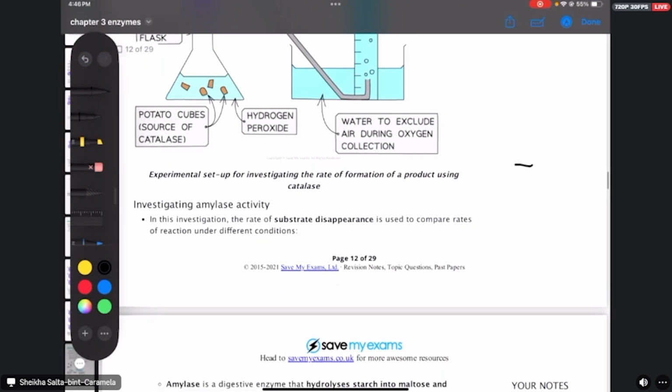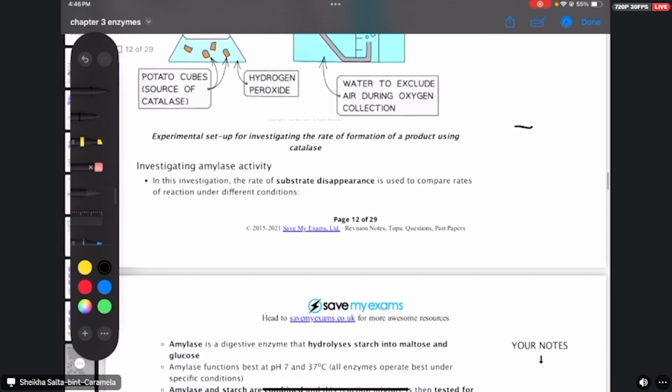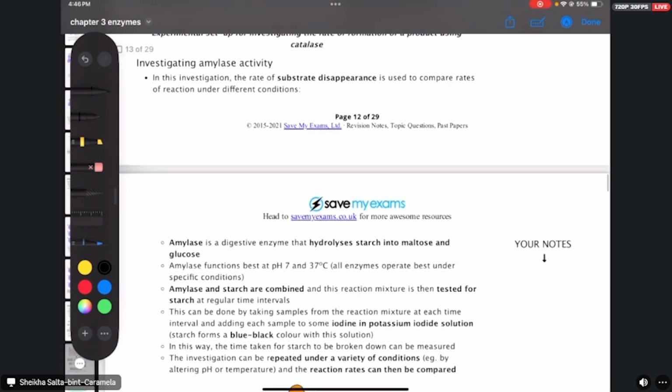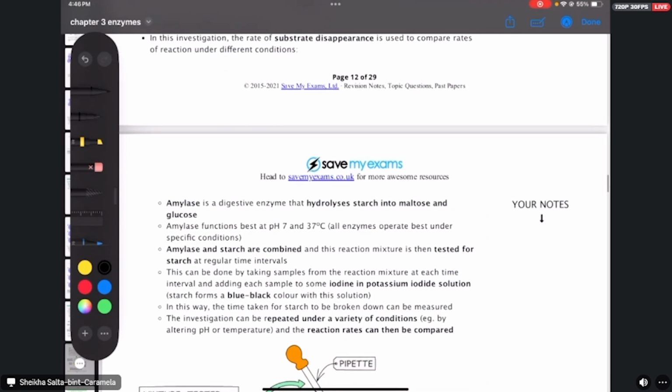Next we have investigating amylase activity. In this, we check the rate of substrate disappearance, so how the substrate disappears in different conditions. Amylase is used to hydrolyze starch into maltose and glucose. The amylase functions best at pH 7 and 37 degrees Celsius. Inside the mouth and the small intestine, both places are neutral.